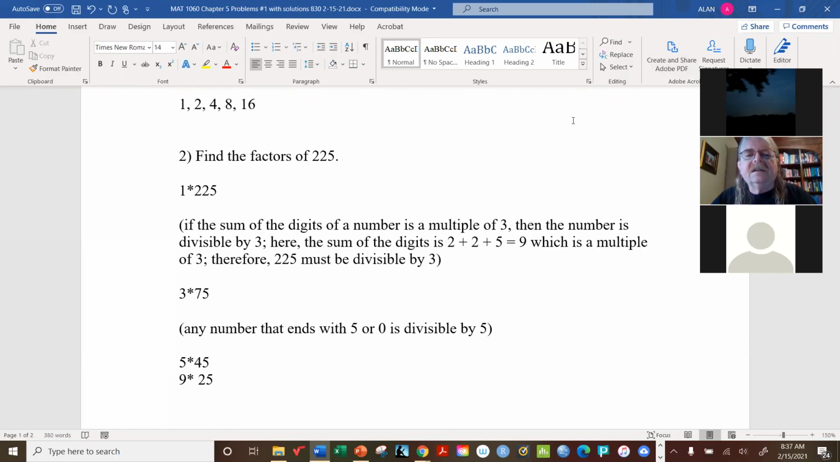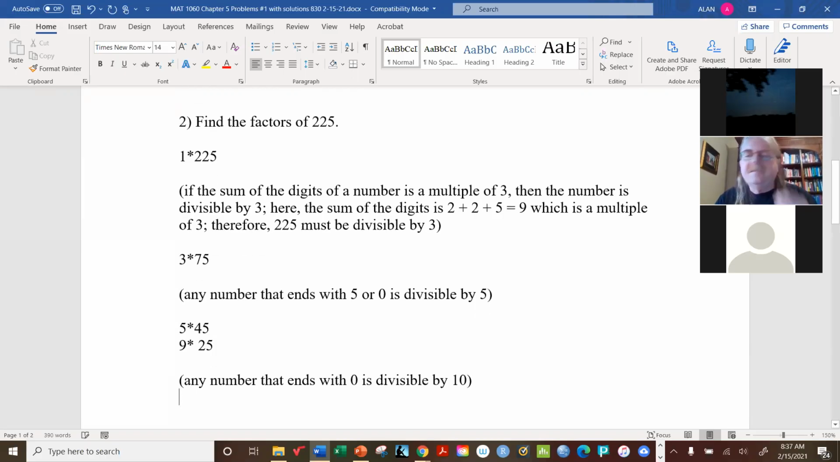That's right, exactly. How about 10? No, that's a different case because any number that ends in 0 is divisible by 10. I mean, I think that's pretty straightforward. I'll just remind you here. So this one is not divisible by 10.